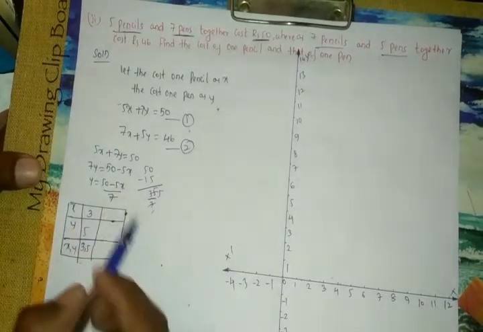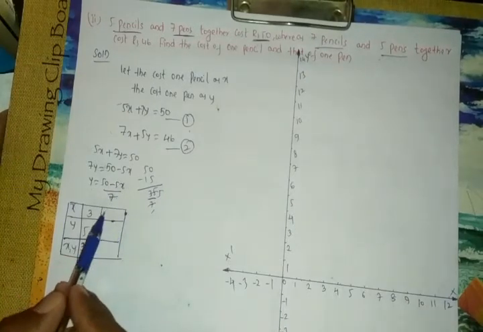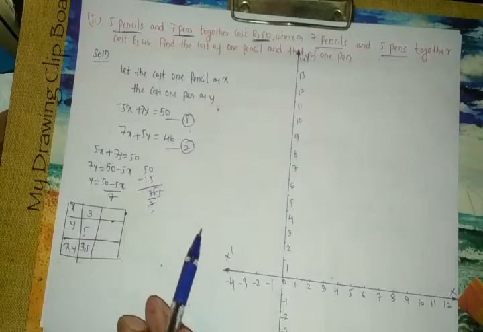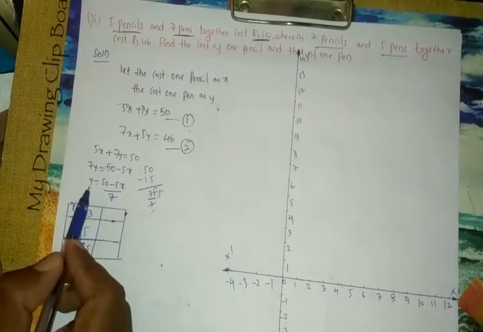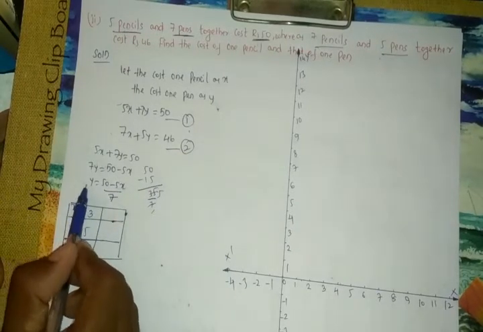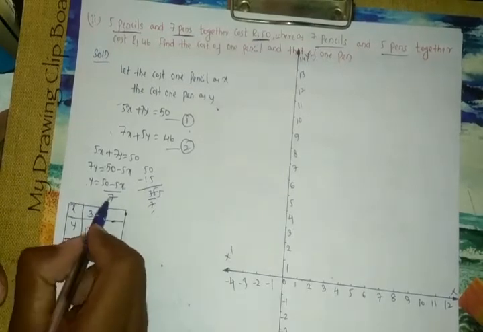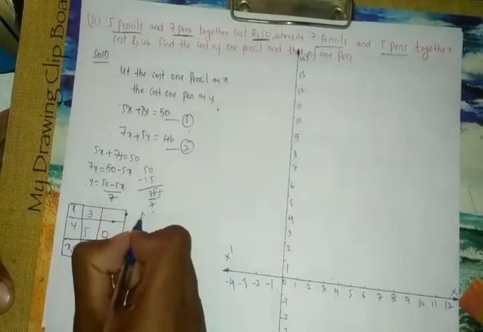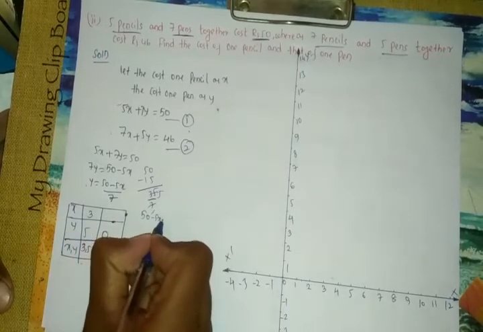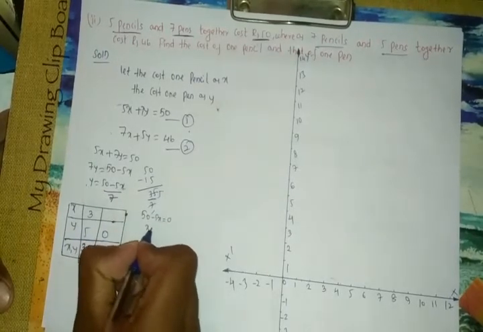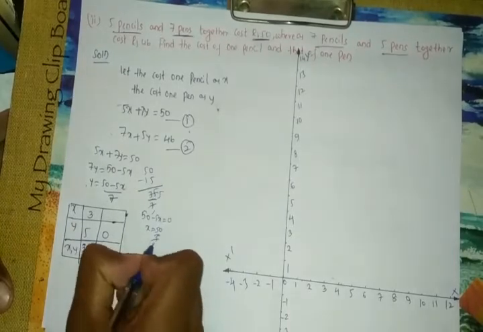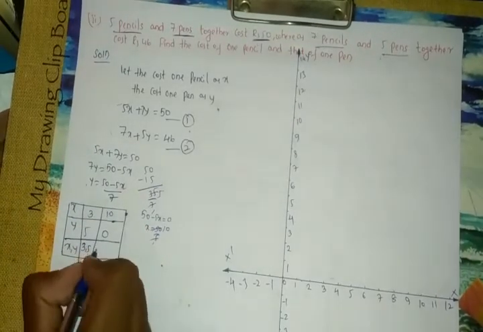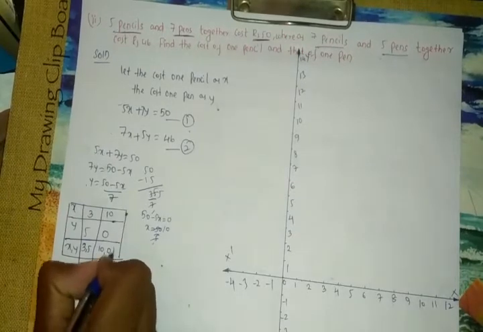Similarly, you can go on by putting x as 4, 5, 6, or you can go with putting y as 0. Let me put y as 0. So I get 50 minus 5x equals 0, or x equals 50 by 5, which is 10. 2 points are enough to draw a line.